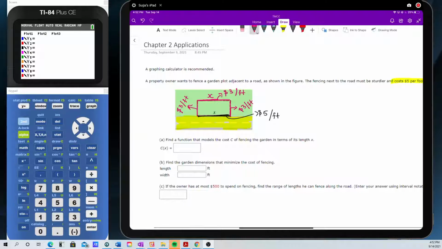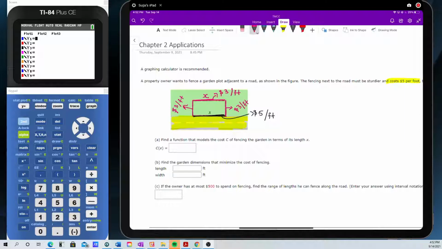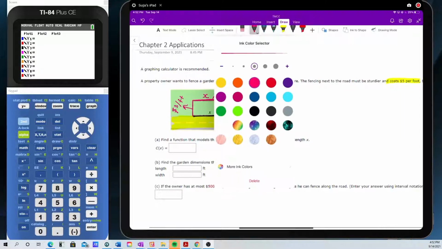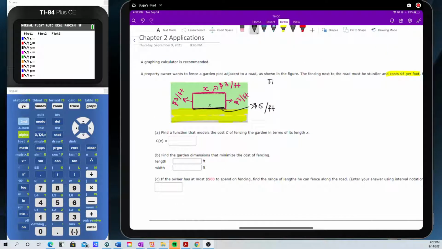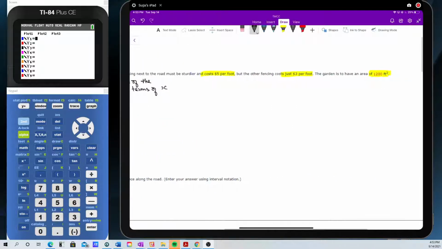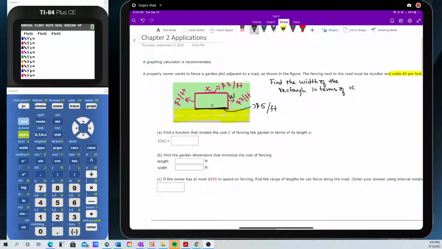Before I even start the cost function, the first thing we have to do is to find width in terms of x. So the first step here is I need to find the width of the rectangle in terms of x. And right now I'm going to call it W, okay? The information I have here is the area of the garden, which is 1,200 feet squared. So A is equal to 1,200 feet squared.